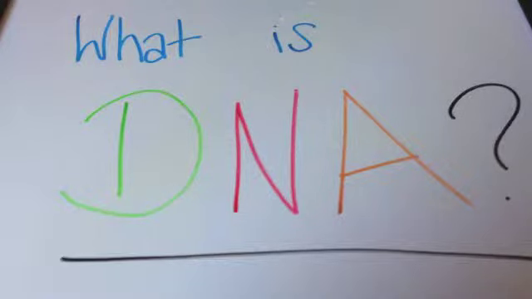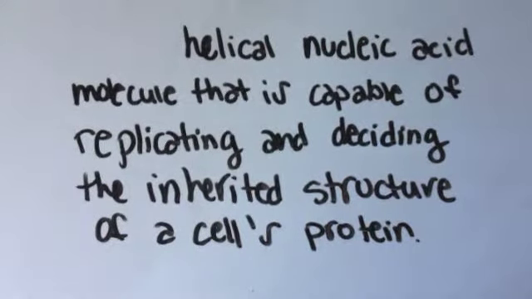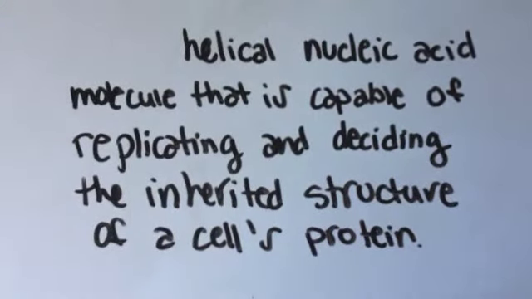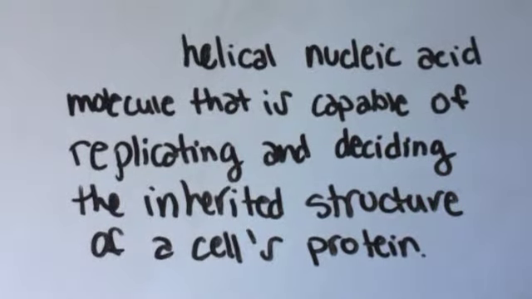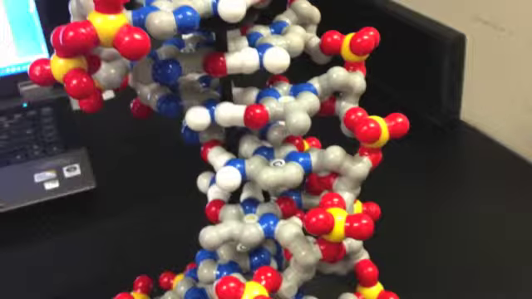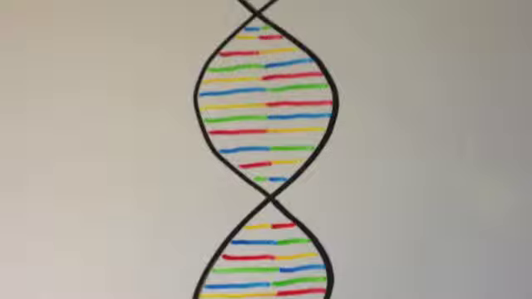A very common question is, what is DNA? Well, DNA is a helical nucleic acid molecule that is capable of replicating and deciding the inherited structure of a cell's protein. But DNA is so much more than that. This is a DNA model. Model meaning a simplified version of something complex to explain or analyze it.